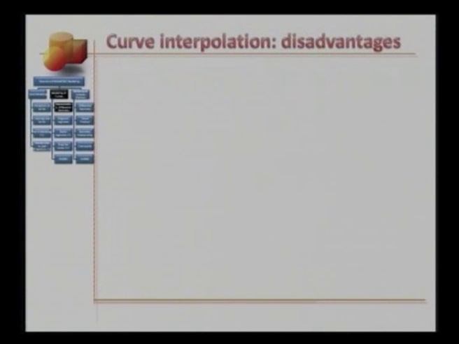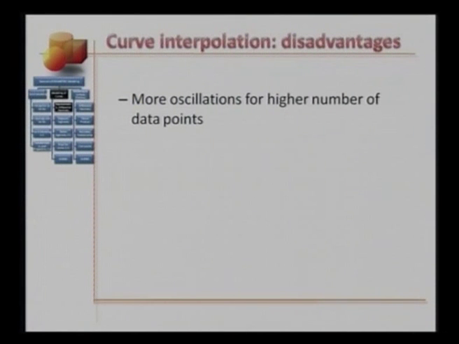There are a few disadvantages of curve interpolation techniques. We would see more oscillations for a higher number of data points. This is obvious. A polynomial of degree n will have at most n real roots. Graphically, that polynomial is going to be intersecting the x-axis at most n number of times. The more the n, the more would be the oscillations. The less the n, or the less the degree of the curve, the better for us.